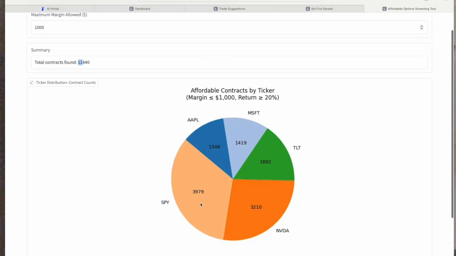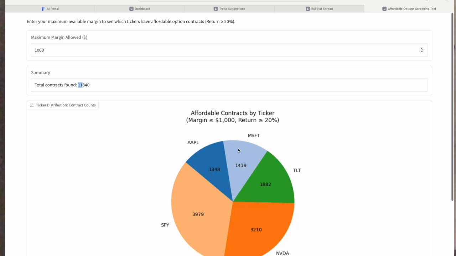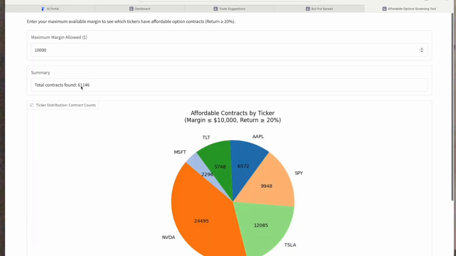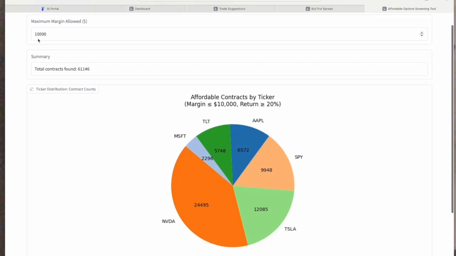SPY has less than 4,000 contracts at this level. Still more than anybody else. NVIDIA has some contracts and Microsoft has some. Everybody's pretty good. So let's multiply that by 10 times so that we need $10,000 to get in. All right, there's 61,000 contracts in our database where a $10,000 margin will allow us to make a deal. NVIDIA, Tesla is number 2 now, and SPY is in the number 3 ranking.